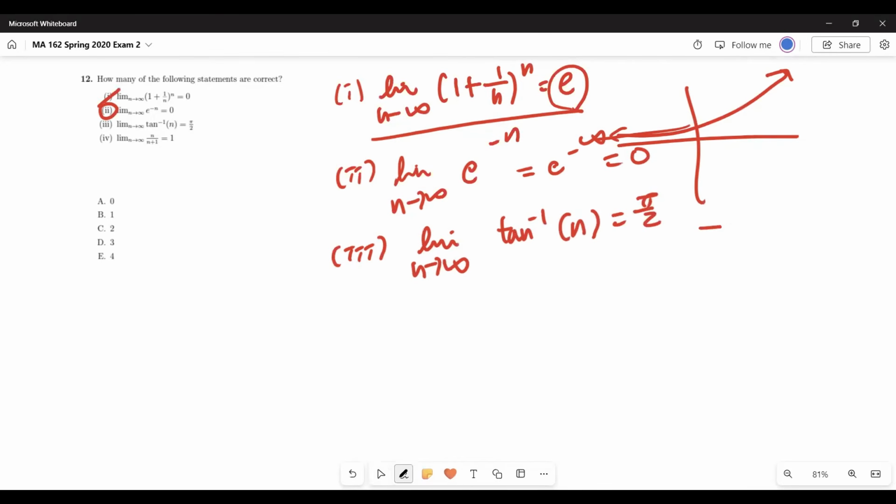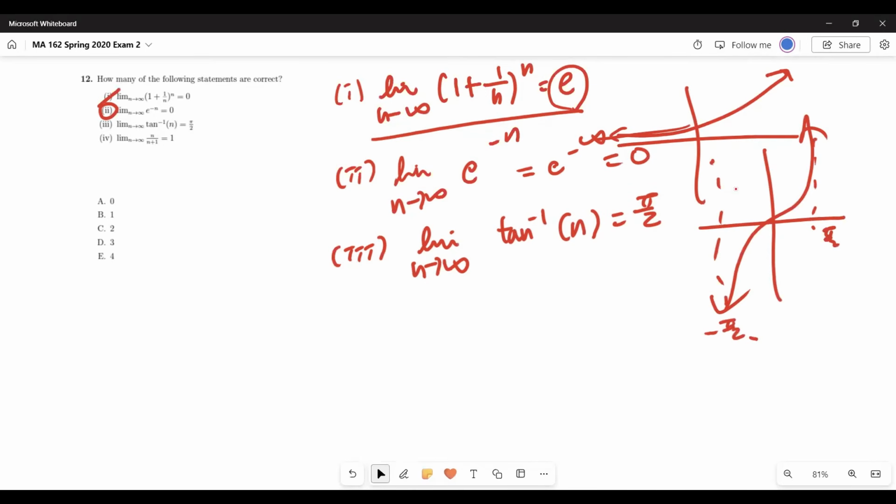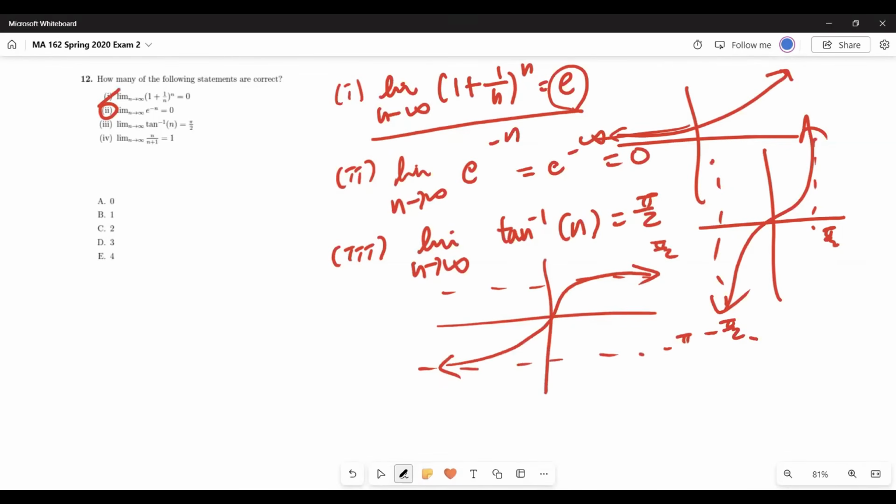Third one, the limit as n goes to infinity of inverse tangent n is pi over 2. If you draw a tangent graph, it looks like this, right? And this is pi over 2, this is negative pi over 2. And when you draw the inverse tangent graph, you just flip it on its side, and this will become pi over 2, and this will be negative pi over 2. Since n is going to positive infinity, it reaches pi over 2. So the third one is right.